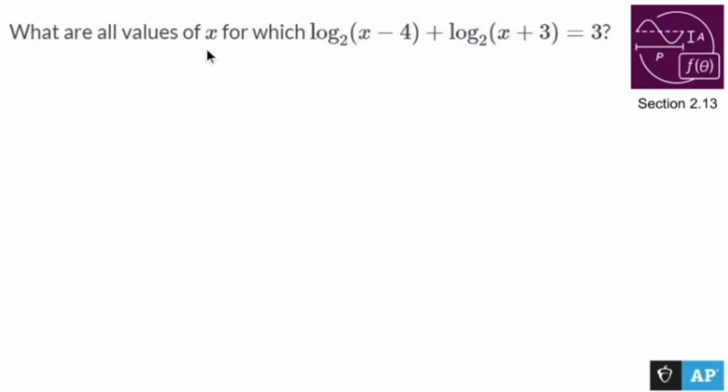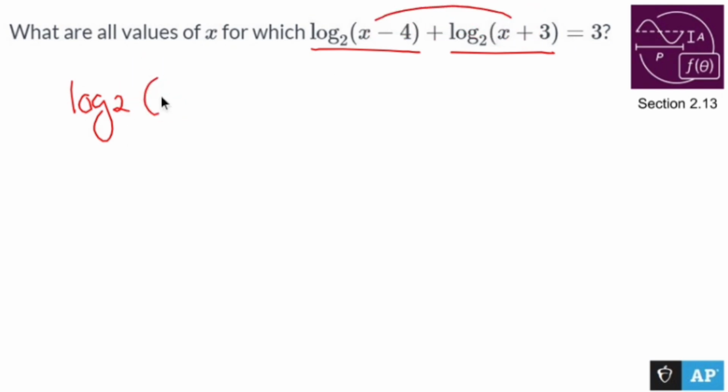What are all values of x for which log base 2 of x minus 4 plus log base 2 of x plus 3 equals 3? All right, whenever I see these log problems and I have x floating around in the log, that means I have to get rid of the logs. So that's what I'm going to do. First things first, though, I see that I have a log base 2 being added to a log base 2. I can multiply the insides. So if I multiply the insides, it's actually a FOIL problem because you're multiplying x minus 4 times x plus 3. X times x is x squared. Plus 3x minus 4x is minus x. And then minus 12.